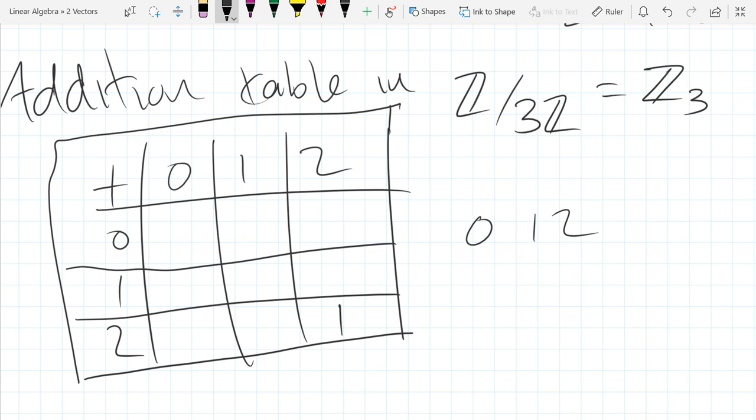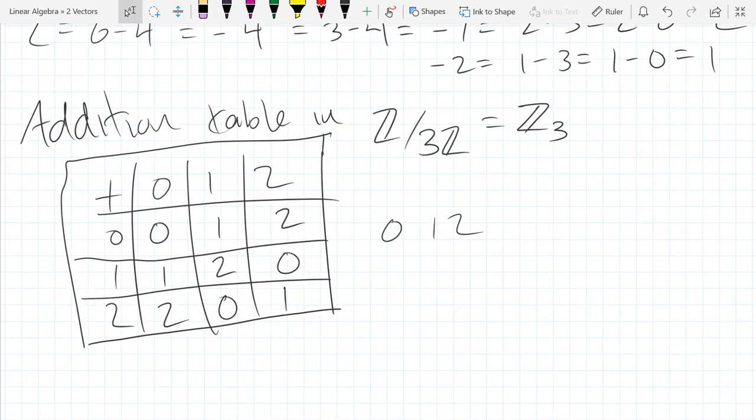The 0 row, 0 column should be super easy. Anything plus 0 is the thing. So do the easy row and column first, and then worry about the other ones. And you already know 1 plus 1, and good news is 2 is just 2. So what is 2 plus 1? 0. What's 1 plus 2? 0. And of course, 1 plus 1 is 2. Everybody knows that. And 2 plus 2 is 1. All right, so any questions on our table?